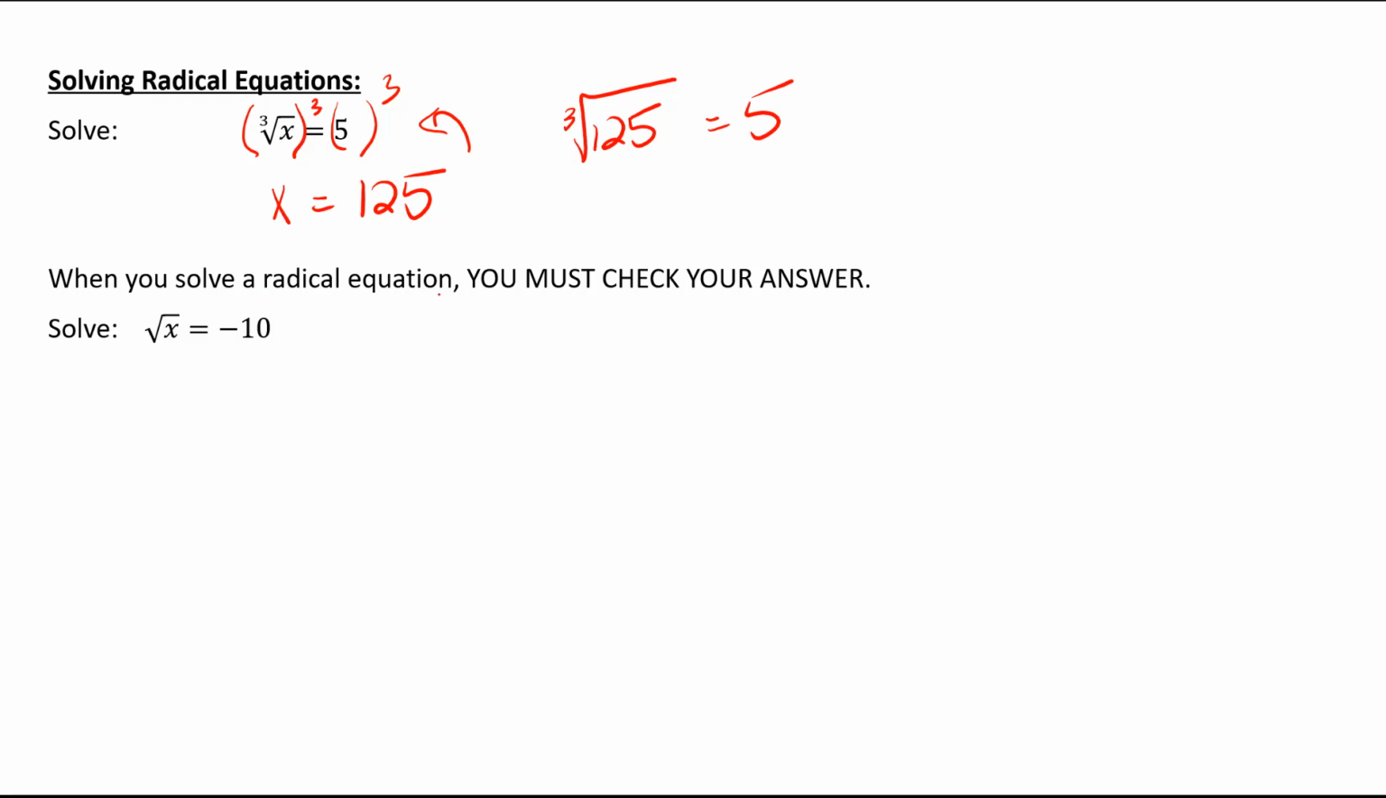That was a very simple equation where you can quickly see that it absolutely is true. Over here, when you solve a radical equation, like I said, you must check your answer. If you square both sides of this equation, you're going to get x equals 100. And clearly, if you put 100 in here for x, you don't get negative 10, you get 10. So this is not a solution.